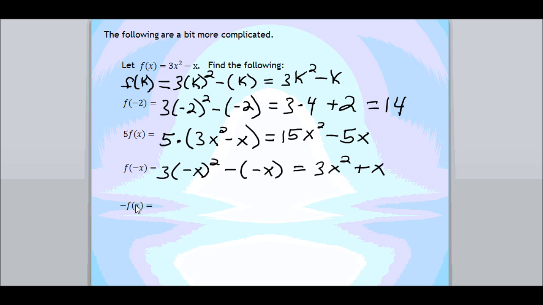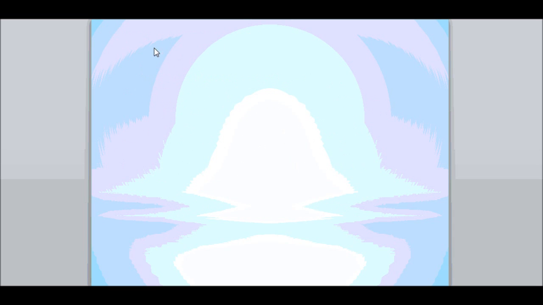And this one, negative f of x, basically says take whatever the function is, which my function is 3x squared minus x, and multiply it by a negative. So we get negative 3x squared plus x. Okay, now taking the same function, I don't want to change anything. So let's take, let me write it down first.